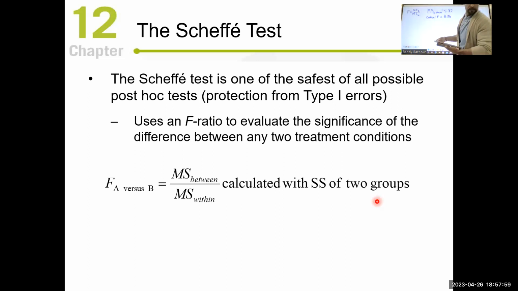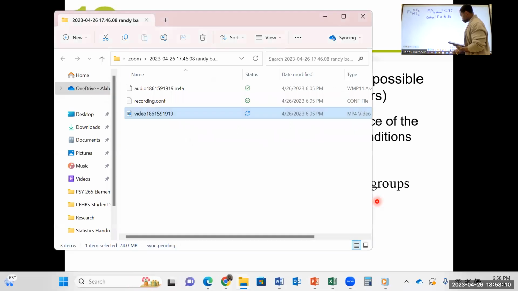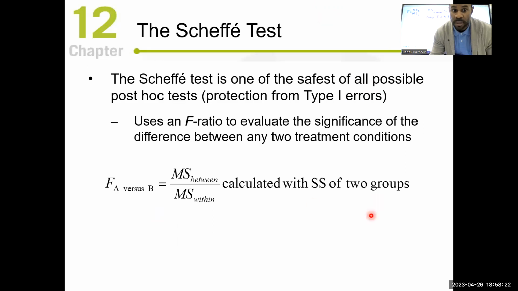Remember, when we talked about the means, those mean values: treatment A had a mean of 5, treatment B had a mean of 9, and treatment C had a mean of 10.